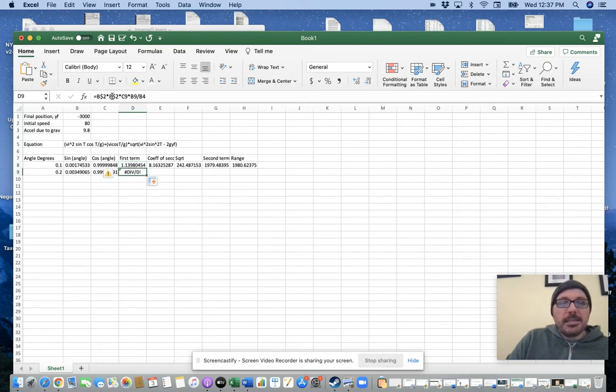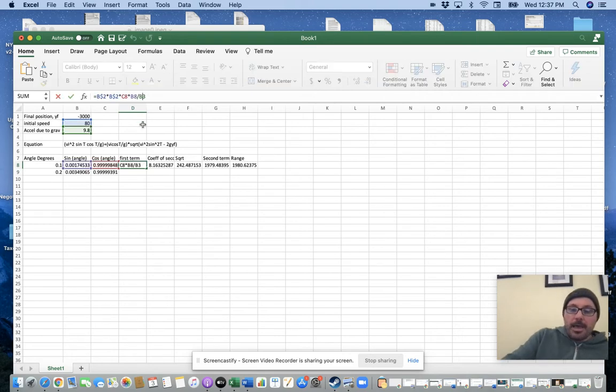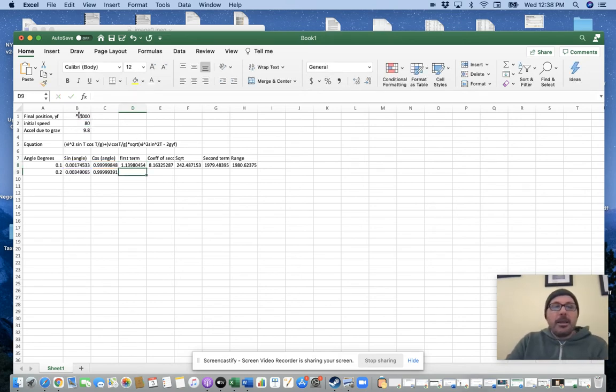The B2 stayed the same. The problem was the C9. Well, that's actually good. I wanted it to still refer to 9 because I wanted to have the cosine of this new angle. But what changed was the acceleration due to gravity. So what I need to do is lock that in as well, at B3. What I need to do is always lock in these three terms and then let everything else float.